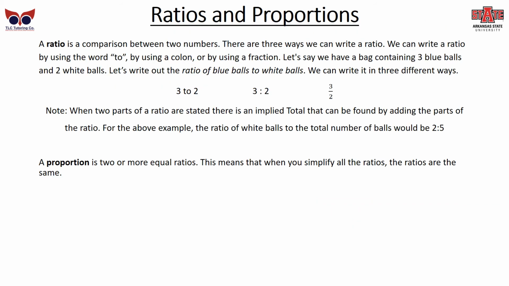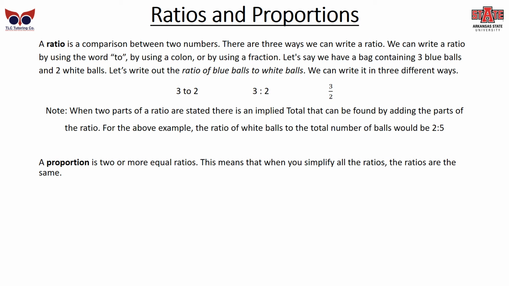So let's talk about ratios. Ratios are simply a comparison between two numbers. There's 3 ways you can write a ratio. You can write a ratio using the word to, you can use a colon, or you can write it as a fraction. So let's say you have a bag containing 3 blue balls and 2 white balls. We write out the ratio of blue balls to white balls. You could write this as 3:2, or 3/2. They all mean the same thing.